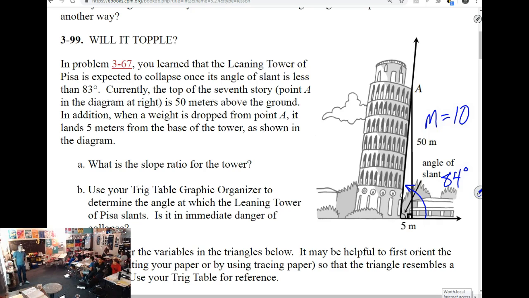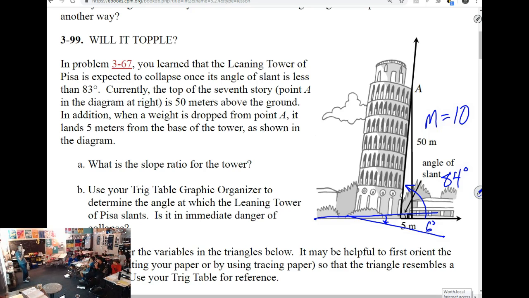So we looked at an angle of decline at the bottom. How far has the tower sunk? Of course, that angle of decline would be how many degrees? 6, right? Because it's the complement. It is an immediate danger of collapse. If it moves literally like this much, it's going to fall. Good stuff.